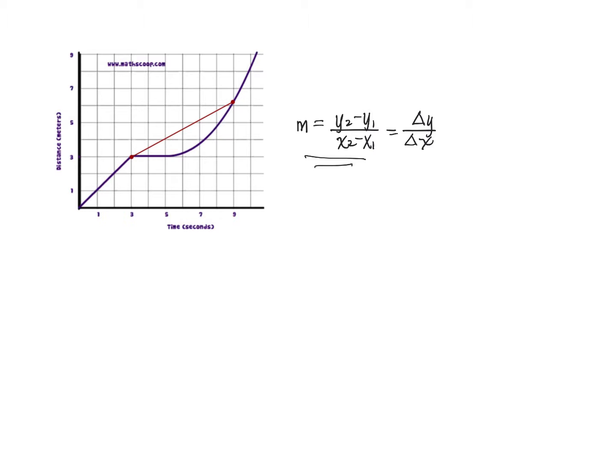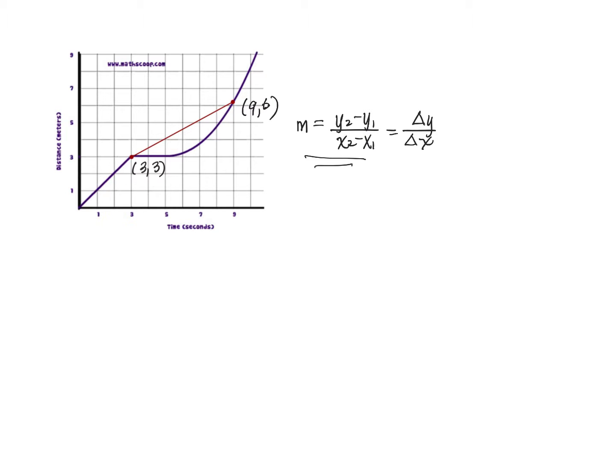We have at time 3 seconds, the position of this runner is at 3 meters. So we can write this as a point (3, 3). And then at 9 seconds, the runner is at 6 meters. So we say 9 seconds, and we have a position of 6.